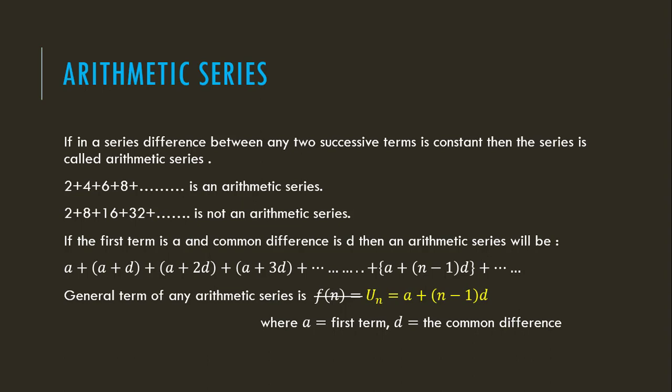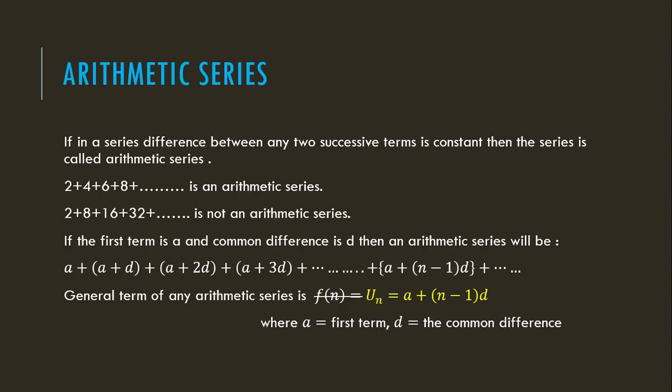Arithmetic series. If in a series the difference between two successive terms is constant, then the series is called an arithmetic series. Like 2 plus 4 plus 6 plus 8 plus dot dot dot is an arithmetic series.